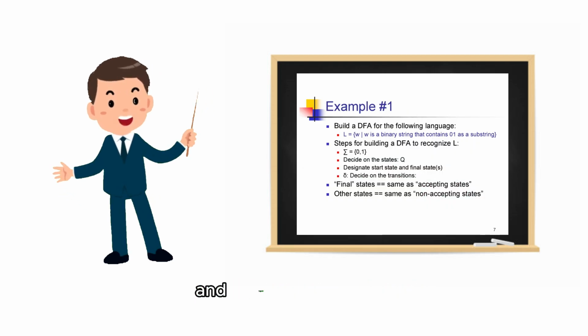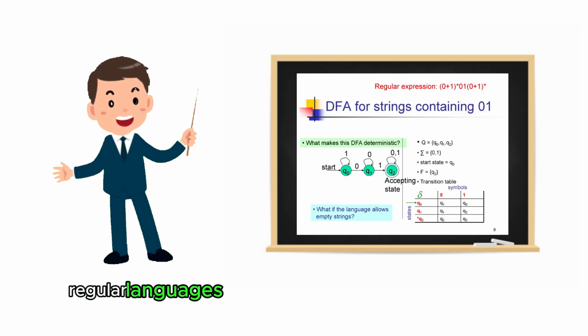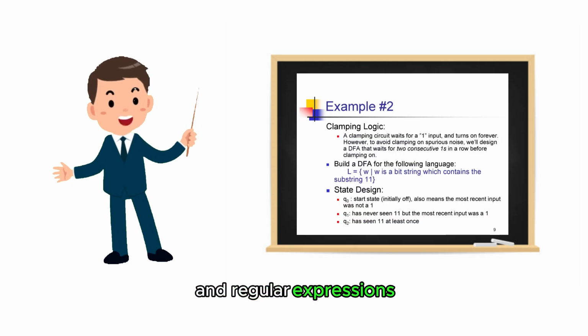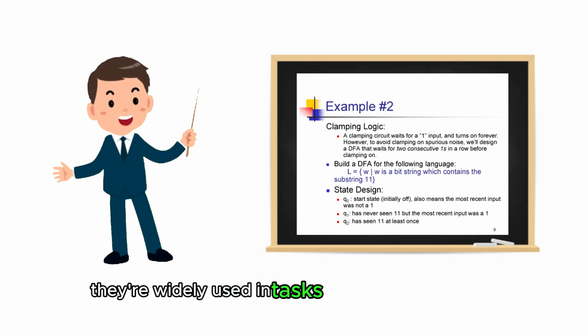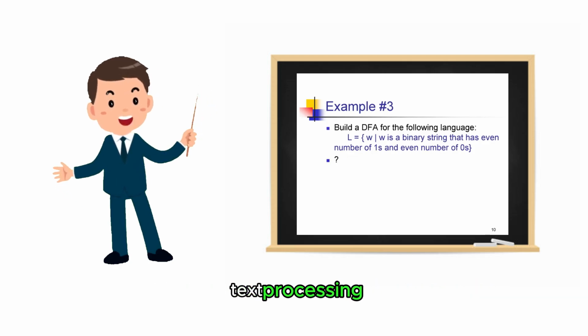Finite automata and regular expressions are tightly connected to regular languages. Regular languages are those that can be recognized by finite automata, and regular expressions are used to represent these languages concisely. They are widely used in tasks like pattern matching, text processing, and lexical analysis.